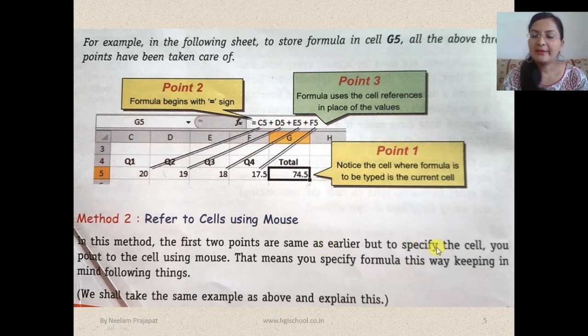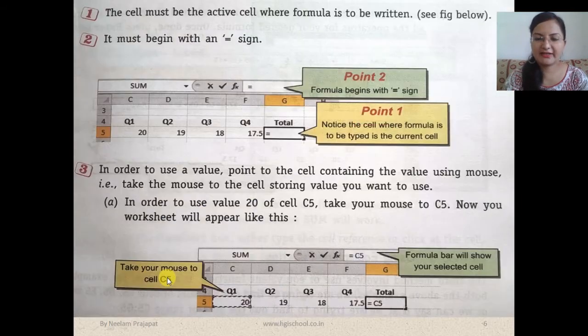That means we have to select the cell and then we have to write equal to. But to specify the cell, we don't have to type here. You point to the cell using the mouse. One by one you have to select all the cells. That means you specify the formula this way, keeping in mind the following things. Let's see the steps. The cell must be the active cell where the formula is to be written. I said 2 steps are the same. Then you have to write equal to.